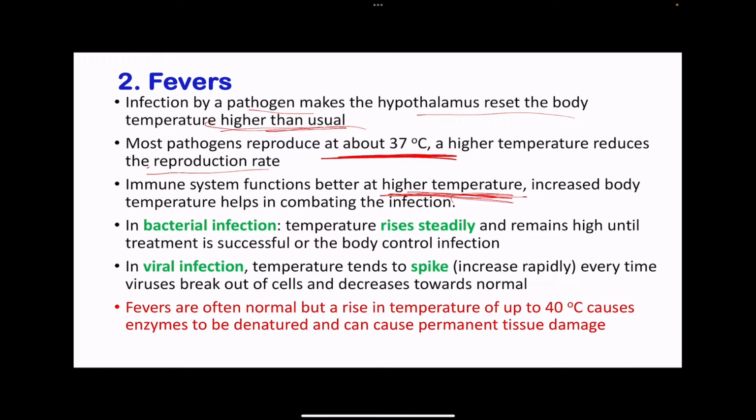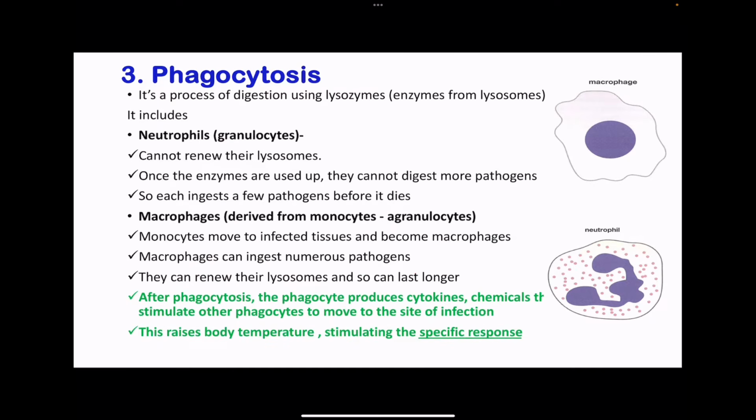Usually, if there is a bacterial infection, the temperature rises steadily and remains high until the treatment is successful. But for viral infections, the temperature spikes, and then it can go down, and then it spikes again. The spikes occur when the viruses break out of cells, and then this is going to decrease towards normal. Because bodies have enzyme-controlled reactions, if the temperature goes beyond 40, it could cause permanent tissue damage as well as death. Going on to phagocytosis, and again, this is still a non-specific immune response.